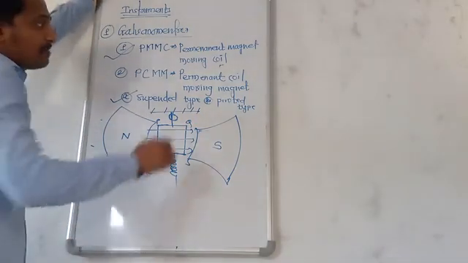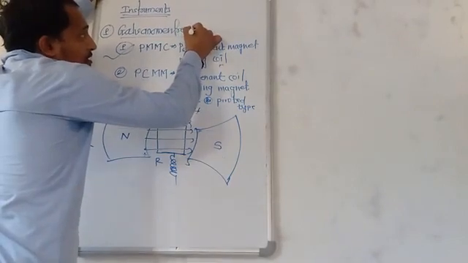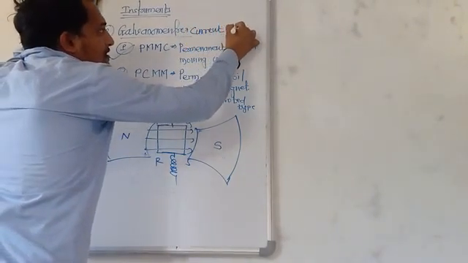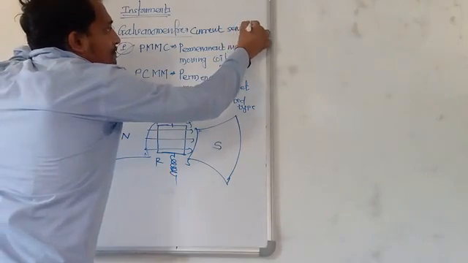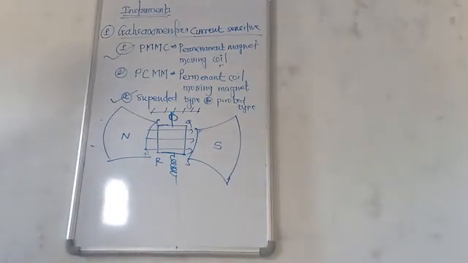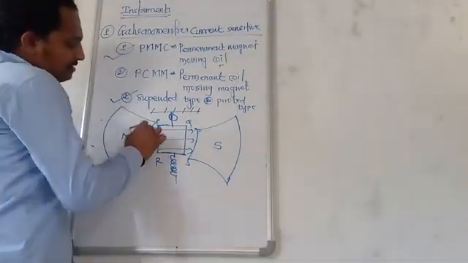What is the use of the galvanometer? The galvanometer is used as a current sensitive device. With the help of this instrument we measure the current. How do we check the current?